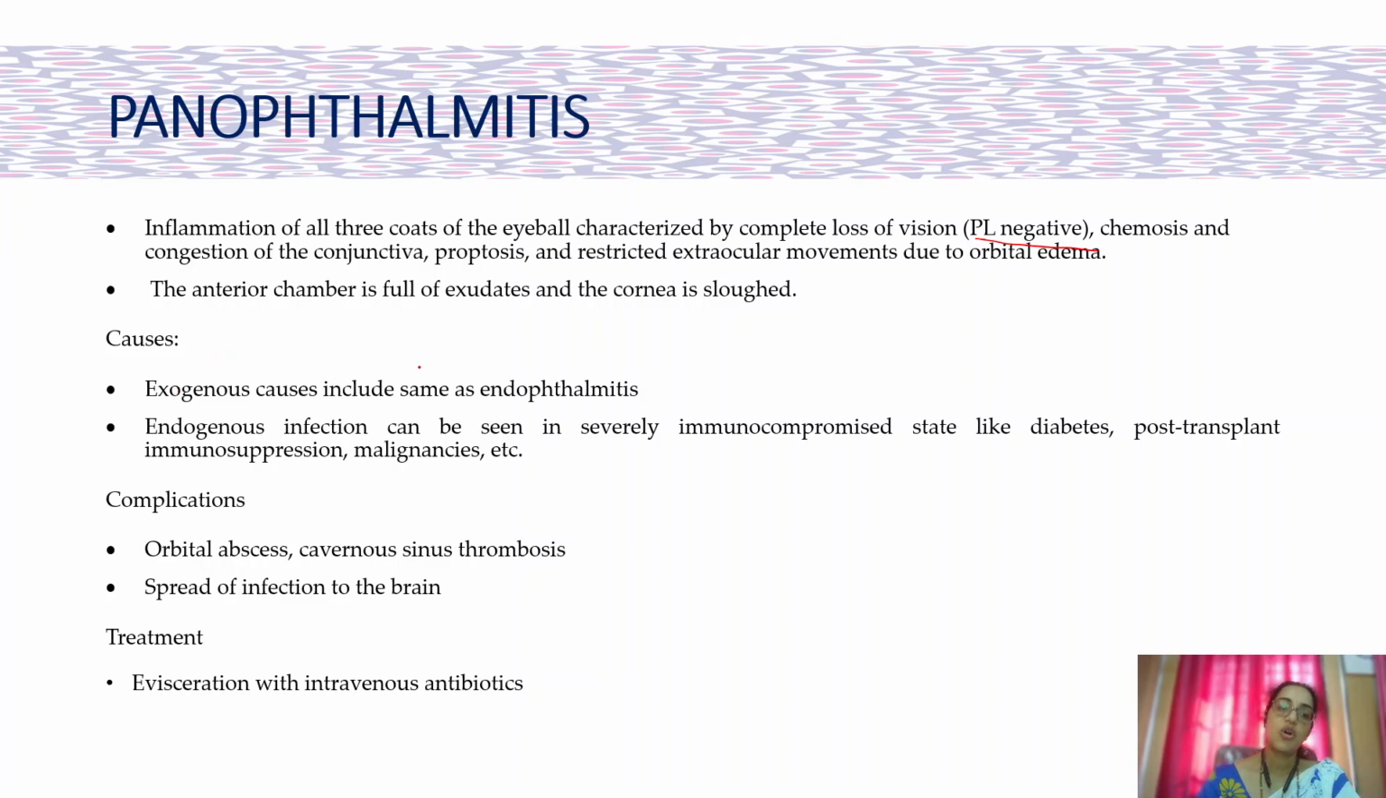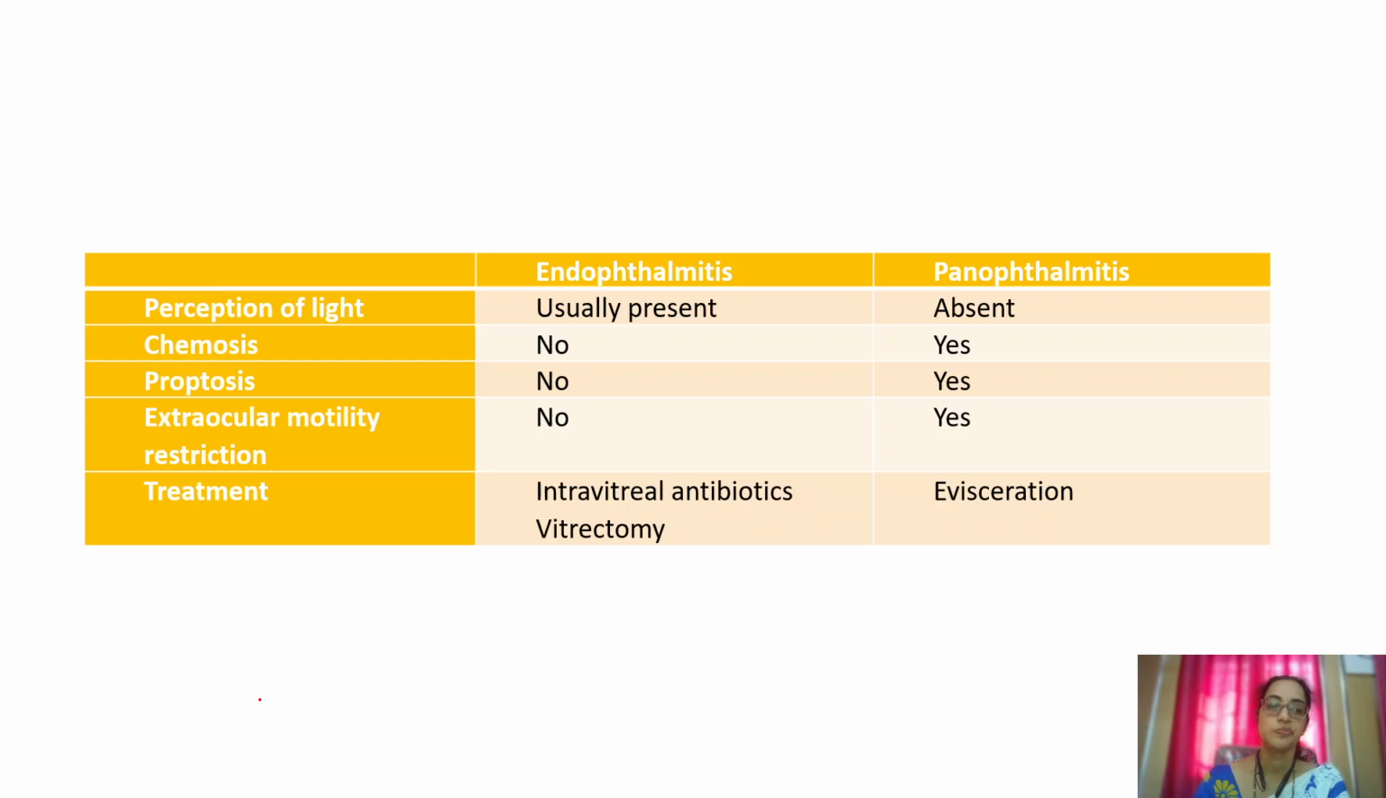So usually the causes are similar to endophthalmitis. Endogenous infection can be seen in severely immunocompromised states like diabetes, post-transplant, immunosuppression, and malignancies. Complications include orbital abscess formation, cavernous sinus thrombosis, and meningitis and encephalitis. Treatment here is destructive procedures, that is evisceration, which is recommended in panophthalmitis.